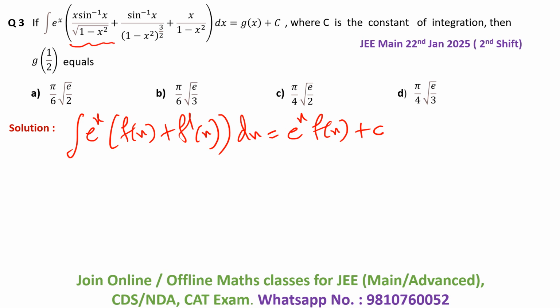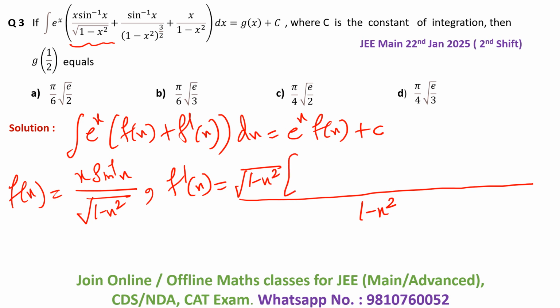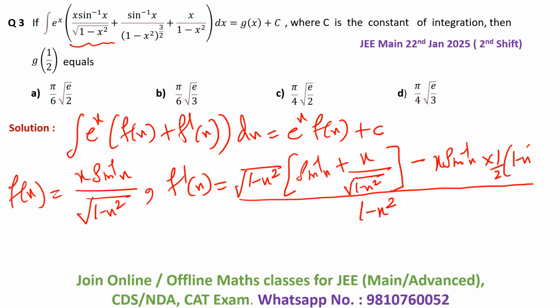Now, if I consider this particular function, x into sine inverse x divided upon square root of 1 minus x square as f(x) and find its derivative, then what do I get? f'(x) becomes equal to, in the denominator I will be having 1 minus x square, and in the numerator I will be having square root of 1 minus x square into, inside the brackets, sine inverse x plus x upon square root of 1 minus x square, bracket close, minus x into sine inverse x into 1 upon 2 into (1 minus x square) whole power minus half into minus 2x.